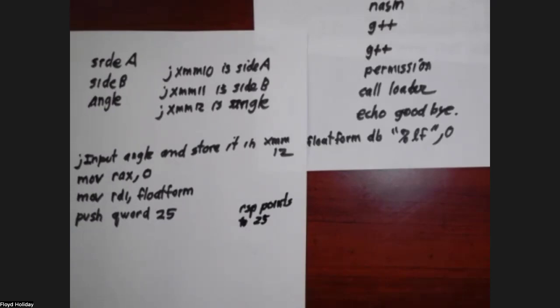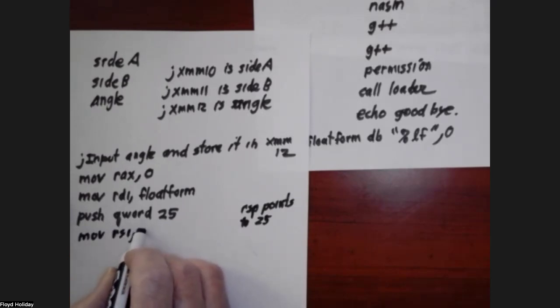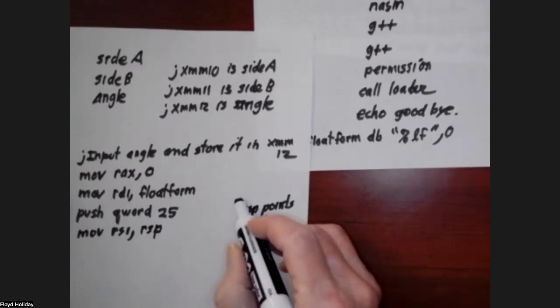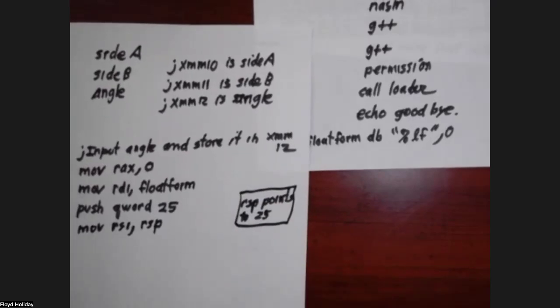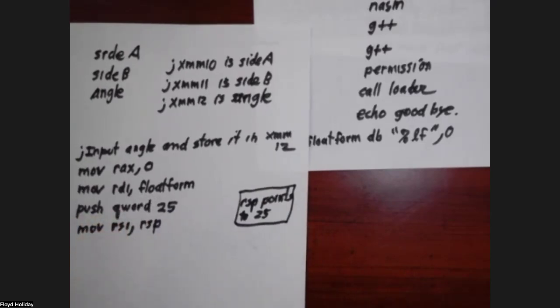But 25 has no meaning for us. So we're going to tell scanf, hey, you're going to put it where the 25 is. Go here. RSP points to 25. RSP is always at the top of the stack. We recently put a 25 at the top of the stack. And scanf doesn't recognize RSP, but it recognizes RSI as its second parameter. So now we're ready to have scanf do its work. Call.